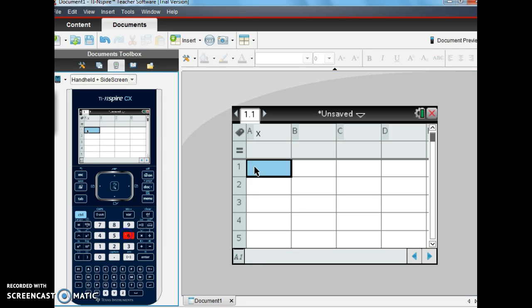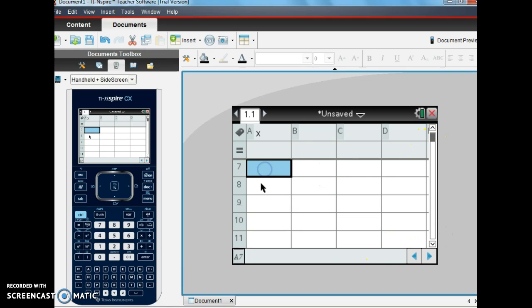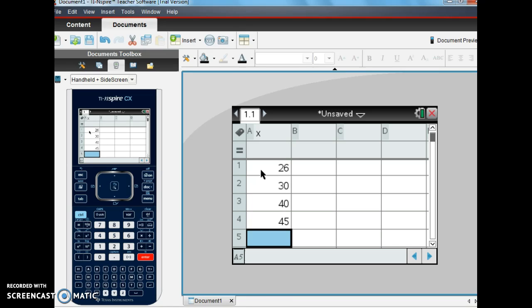So let's say we go 26. I've got 26 in this spot. Let's go with another 30. Let's say 40, 45, and let's go 60.